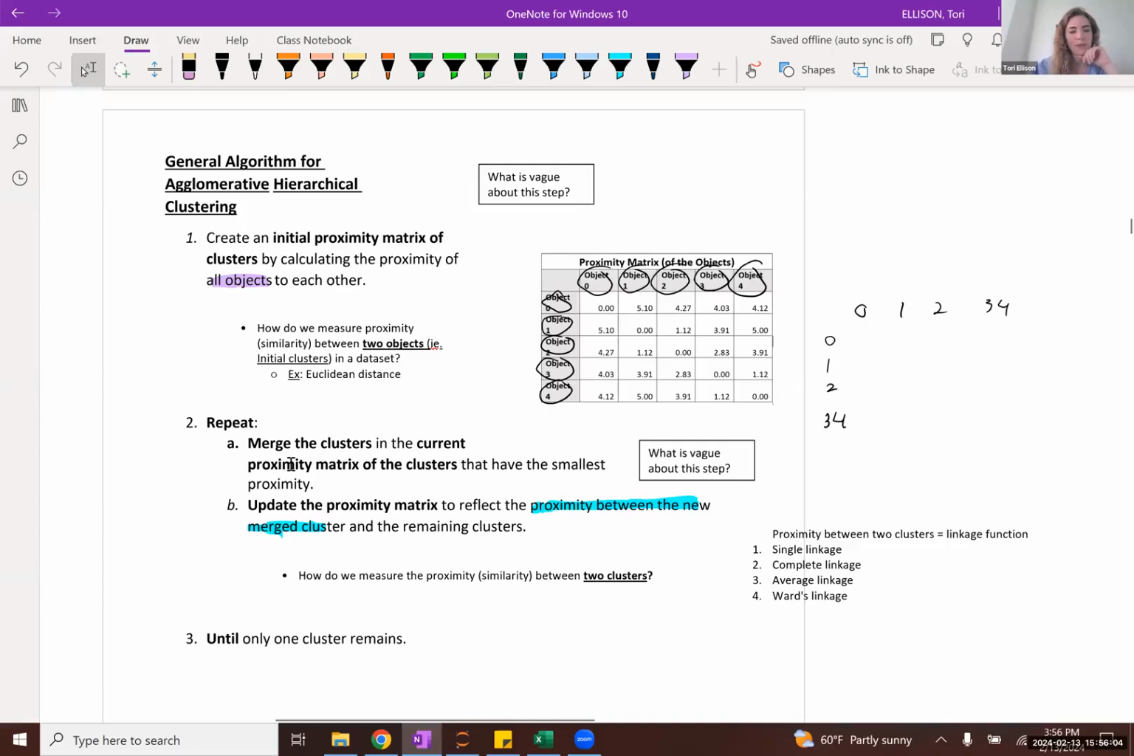Okay. And so basically in each iteration of the algorithm, we always merge the two closest clusters together until one cluster remains. Okay. Any questions on that?